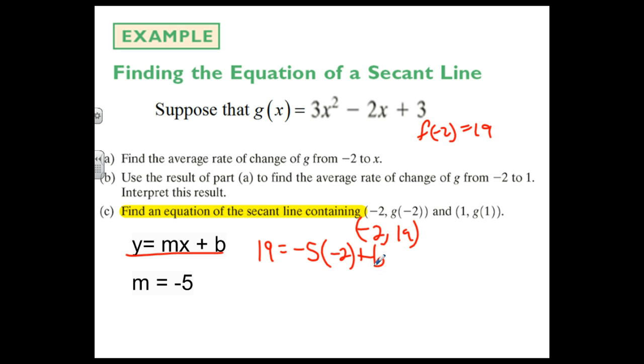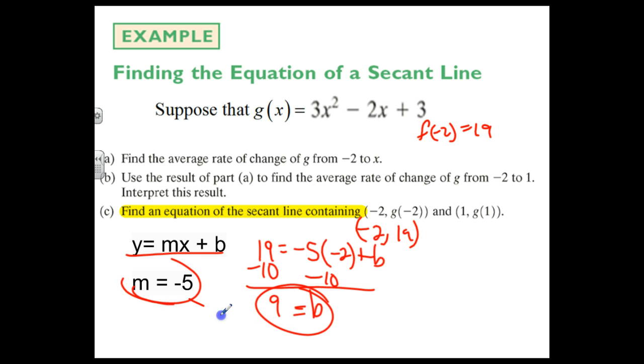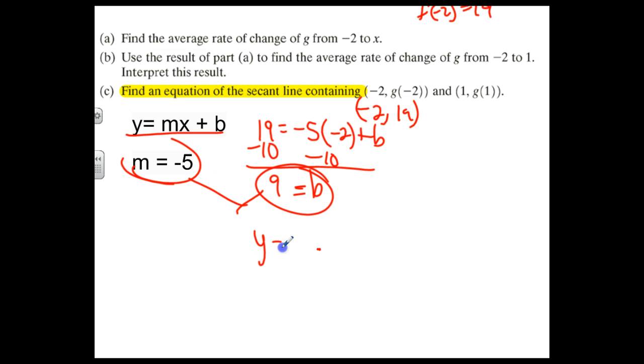And all I need to do is subtract off 10 from both sides to come up with the y-intercept of 9. Now that I have the y-intercept and slope, I can write a nice equation of the secant line, which would be y is equal to negative 5x plus 9.